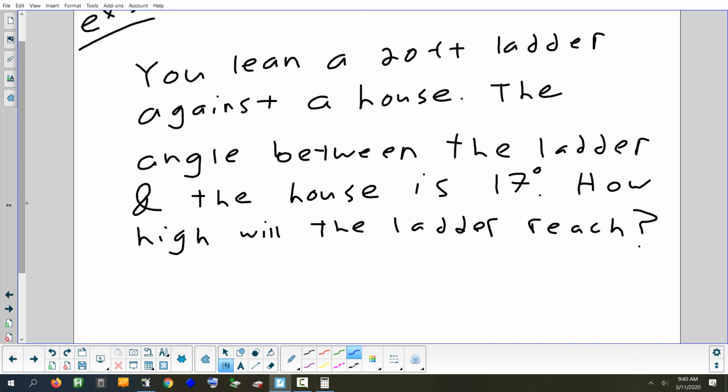All right, so last question. Okay, it says you lean a 20-foot ladder against the house. The angle between the ladder and the house is 17 degrees. I want to know how high the ladder will reach. Not necessarily how high you could reach, because you're standing on the ladder. You can usually reach a little higher than the top of the ladder. I basically just want to know where the top of the ladder is going to be. That's what I want to know.